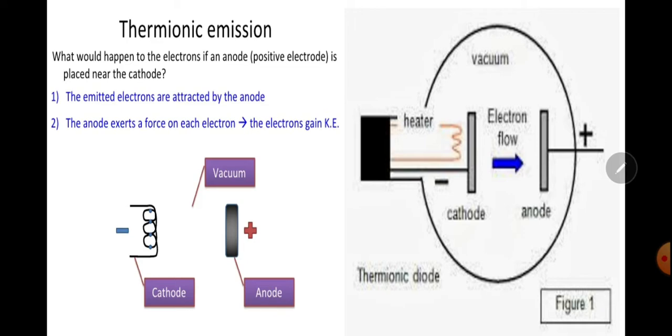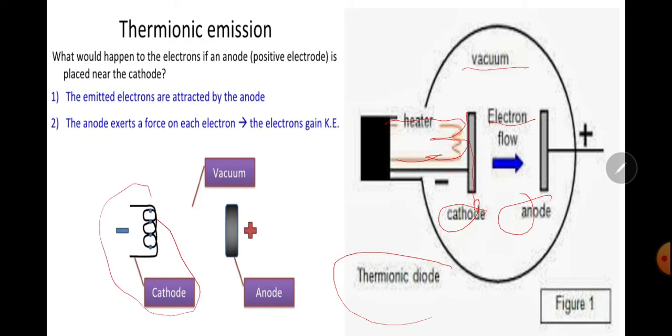Thermionic emission is shown in the diagram. Vacuum, metal plate, cathode, anode, heater, and diode. This is cathode, this is anode. So when you heat a metal surface, electrons are emitted and attracted towards the positive anode.